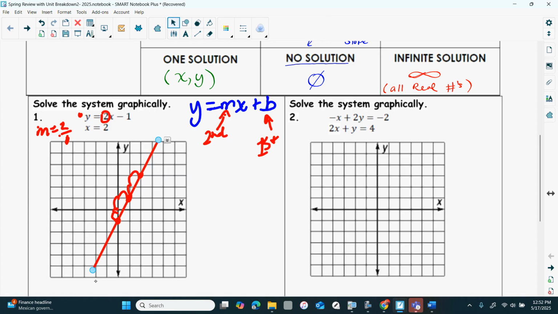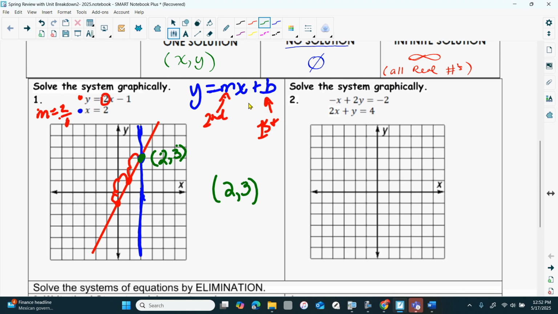And then the second equation here, x equals 2. That's a vertical line at 2. So here's 2. We're going to make a vertical line like such, and the solution is where they intersect. I'll make that a different color. So this intersection happens at 2, 1, 2, 3, comma 3. So that's my answer, 2 comma 3.